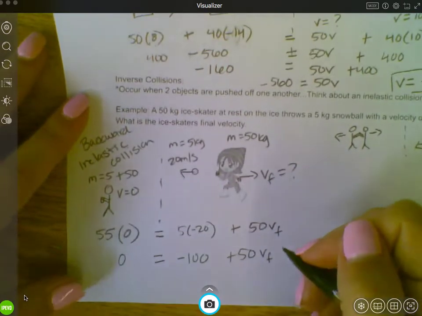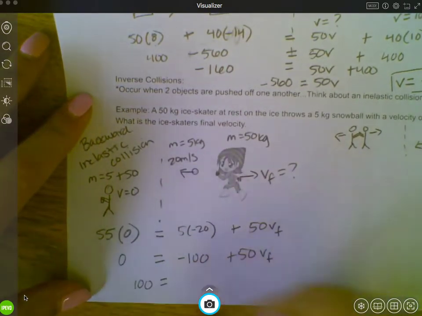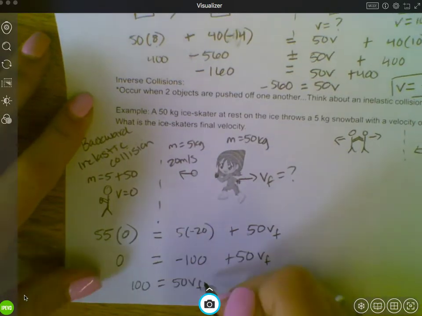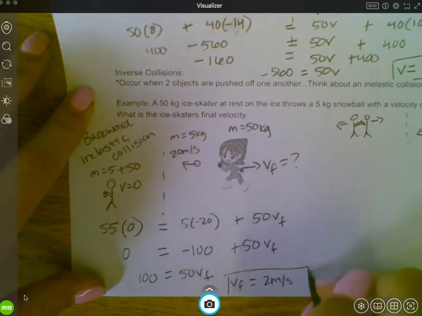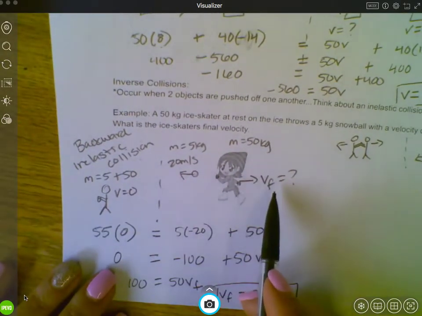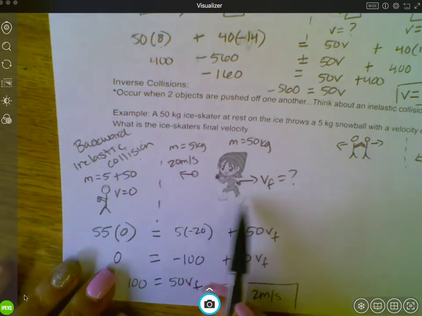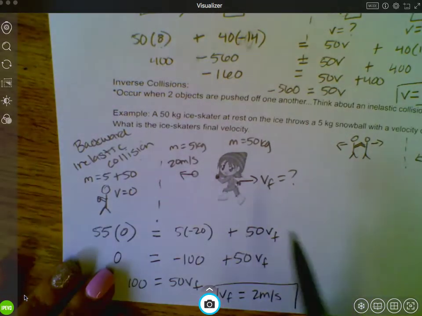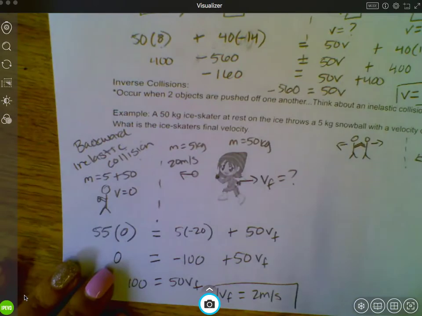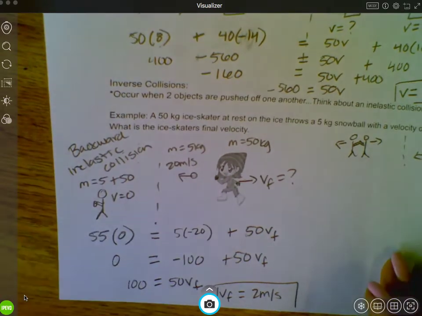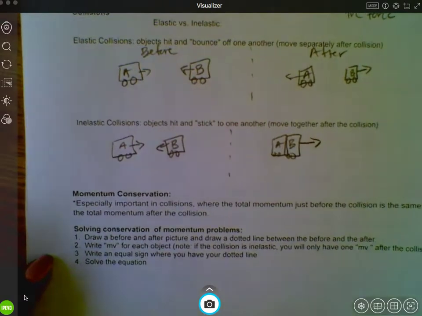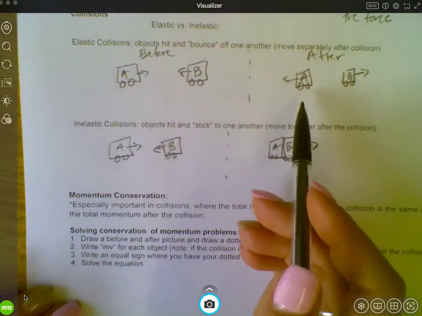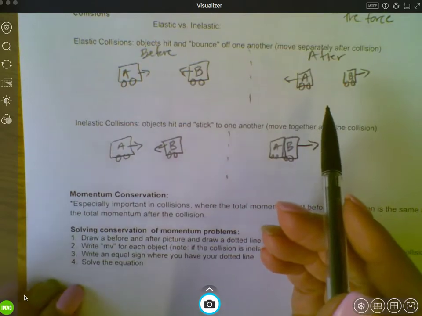Add the 100 to the other side. Be careful with your algebra here. And you'll notice that vf becomes 2 meters per second. So she's actually moving to the right at 2 meters per second after she throws the snowball. This is assuming there's no friction on the ice. Otherwise, she would not move back so quickly. Friction kind of steals momentum, but we're assuming all frictionless unless you're told otherwise. So that's how you solve these. You really do need to follow these steps. It makes it a whole lot easier, because once you have the picture, you have the equation.